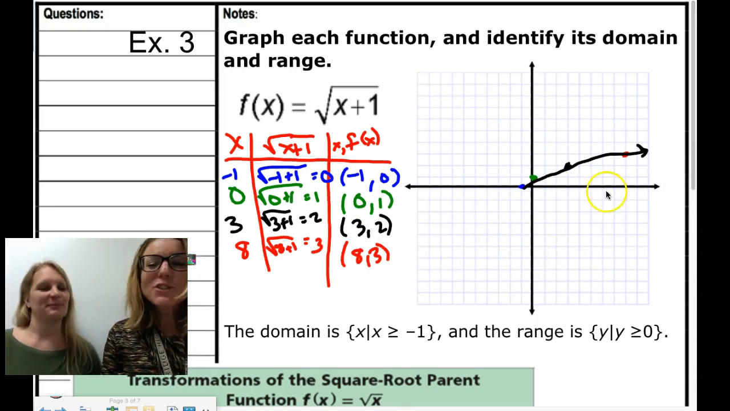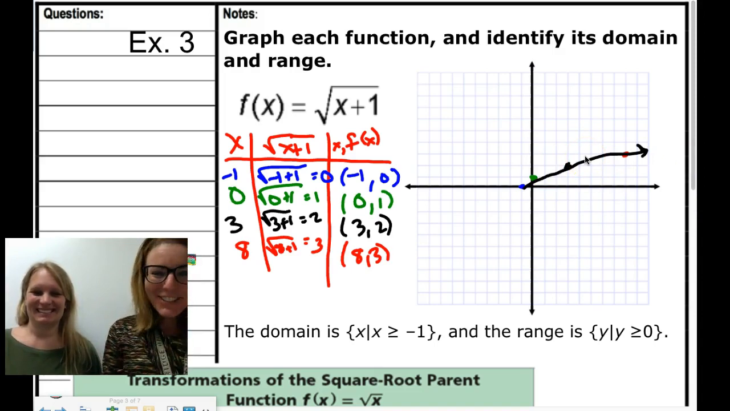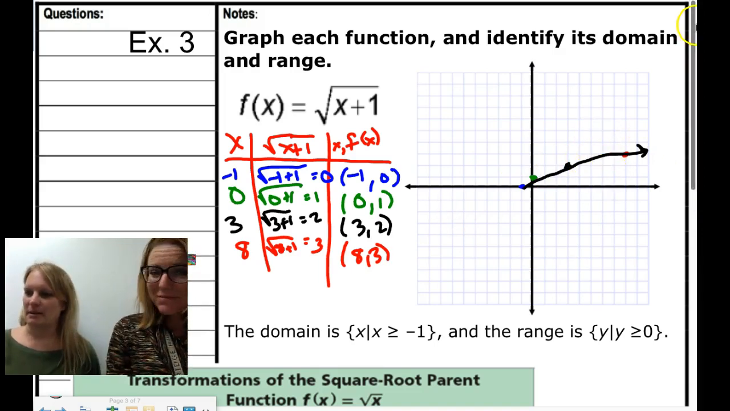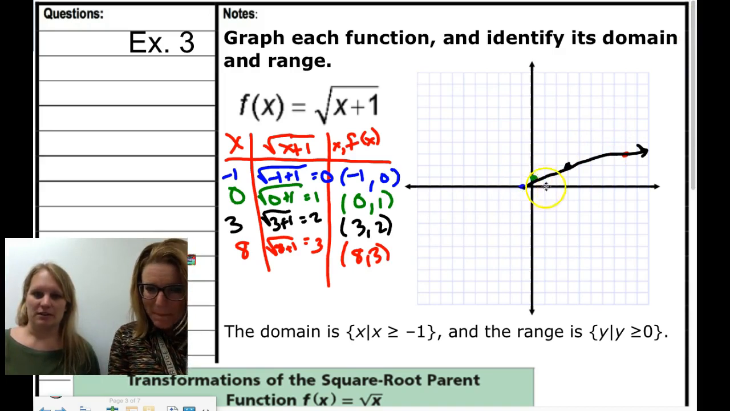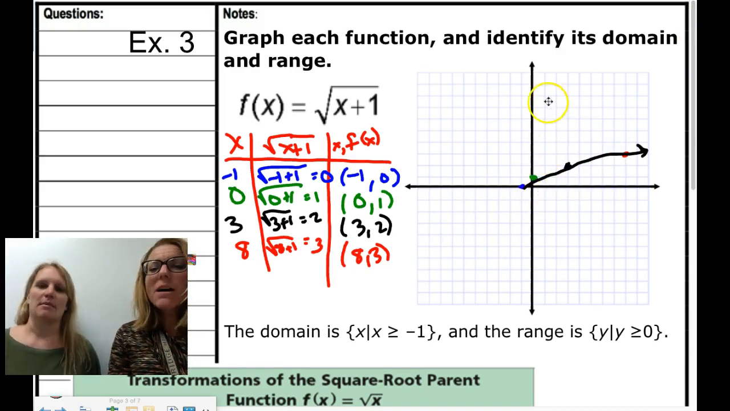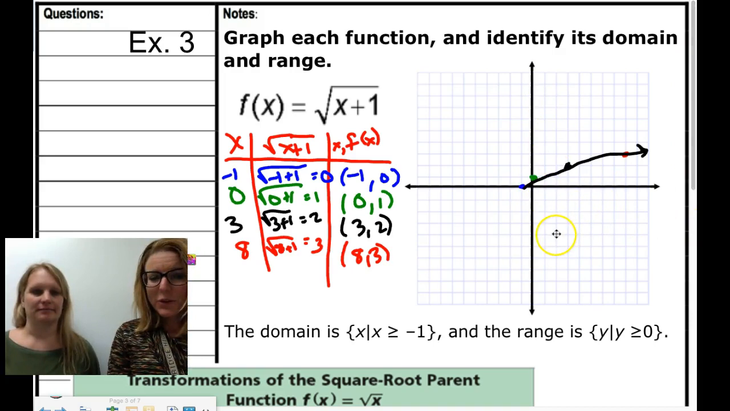The domain is all x such that x is greater than or equal to -1. Here's my -1, so it's got to go this way, and it's got to go above the x-axis. So y is greater than or equal to 0.